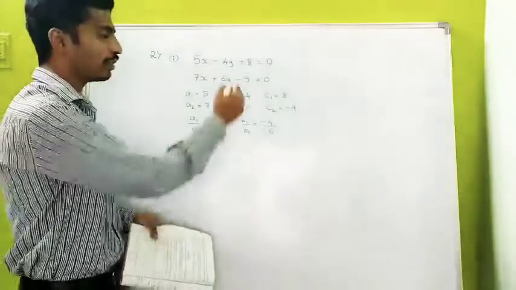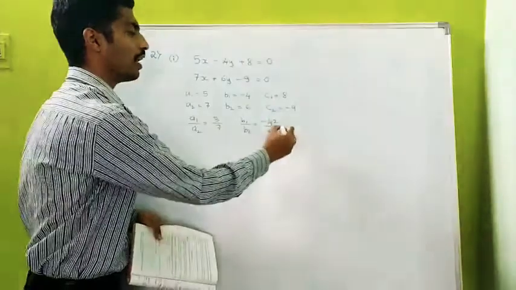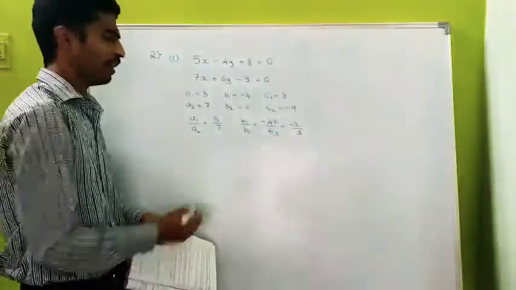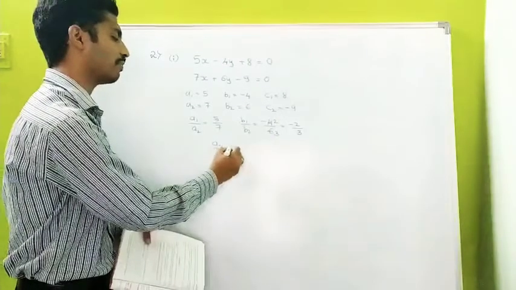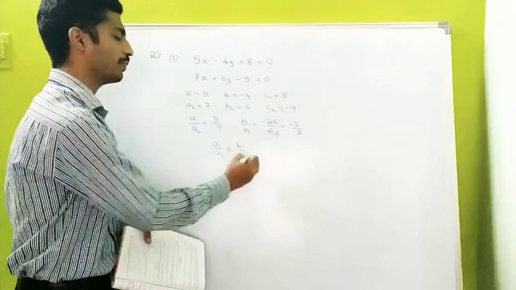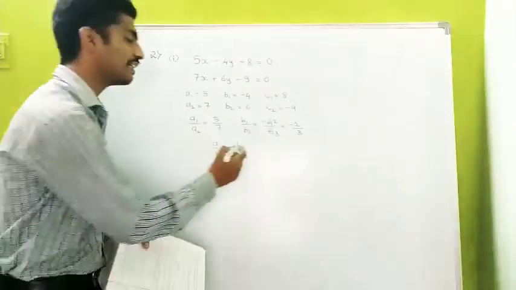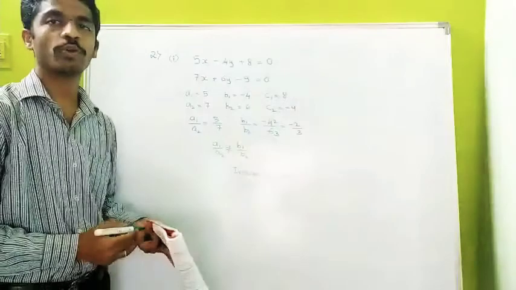Is it possible to divide them? Yes, 2s are, 3s are. So it will be -2 by 3. But here we are not getting both equal, so A1 by A2 is not equal to B1 by B2. So which type of lines are these? These are intersecting lines. So like that you have to do the next two problems.